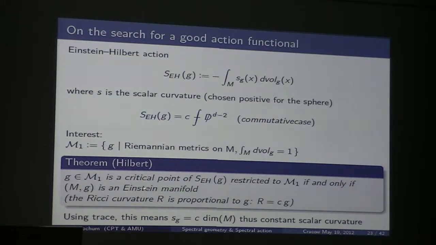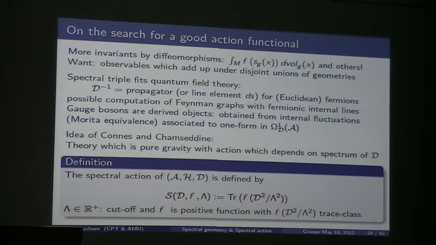And Einstein manifold means that the Ricci curvature is proportional to the metric itself. So this means that if you take the trace, the scalar curvature is just proportional to the dimension of the manifold. So it's constant. But you see, you want more than this because, of course, the scalar curvature is invariant by diffeomorphism and so on, but you could take functions of the scalar curvature, and of course, this is also an invariant under the diffeomorphism group, and there are others not of this type.